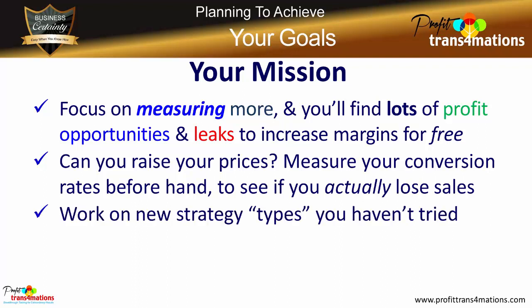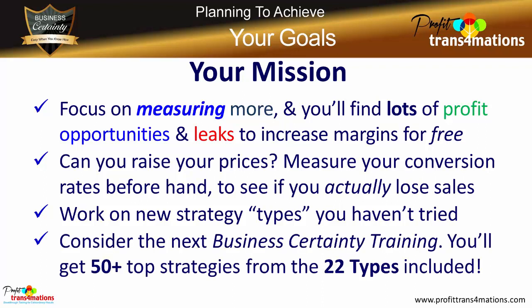Work on new strategy types that you haven't tried. Flick back in the video to look at the 22 types of strategies and think about ones that you haven't tried or haven't implemented. Consider the next business certainty training. That's where you'll get 50 plus top strategies from the 22 types of strategies included in the training. Plus you get all the measuring tools that you've just seen and more.